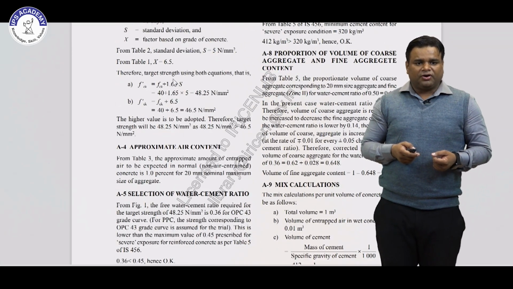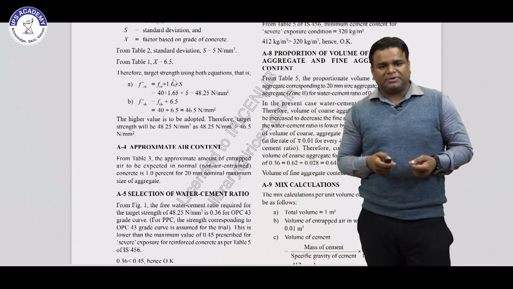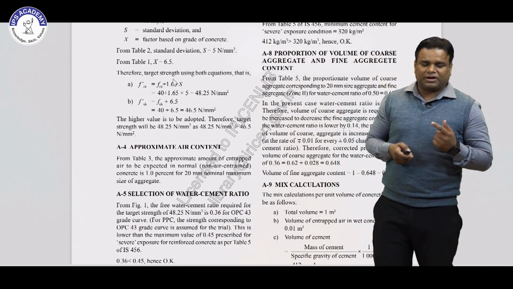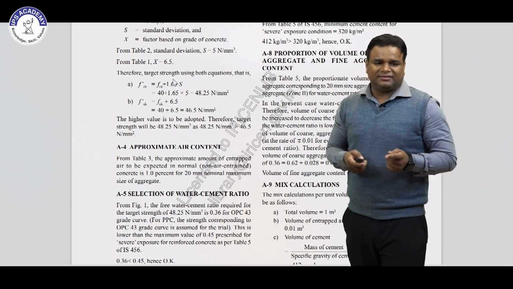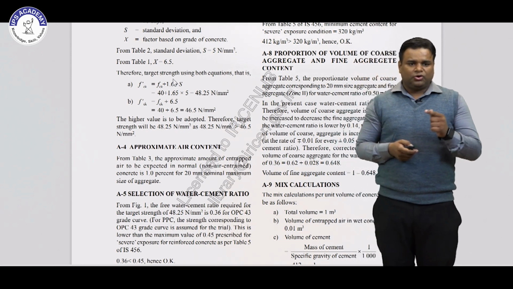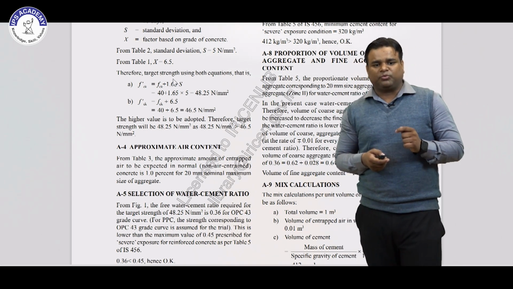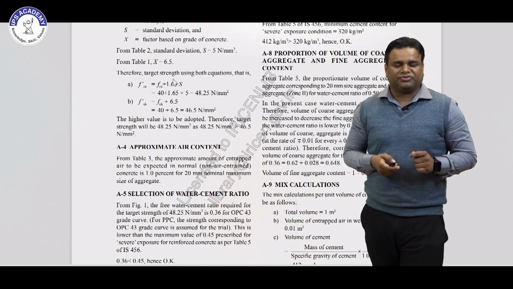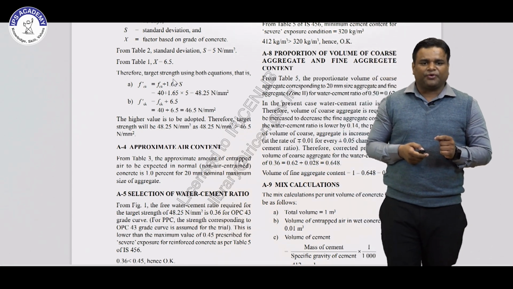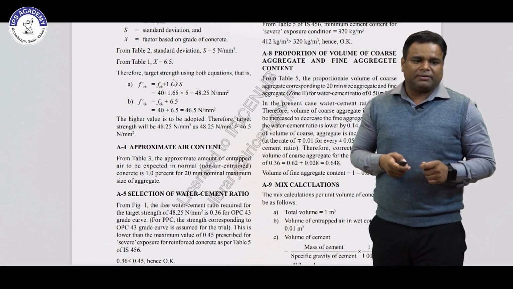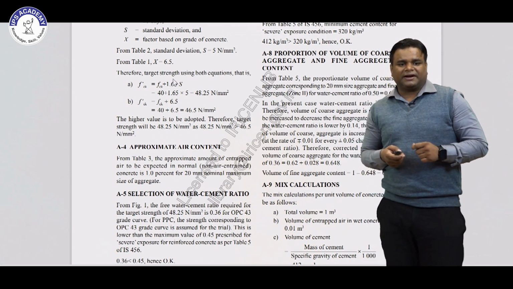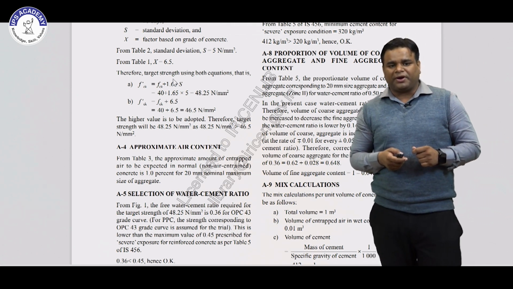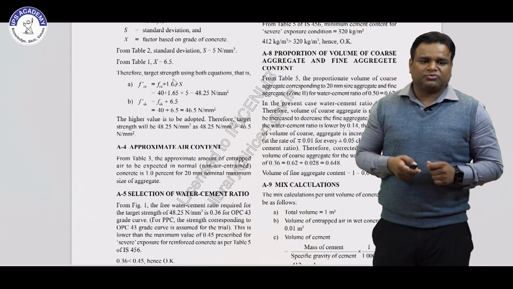Next, the second is fck plus X. X for M40 is given as 6.5. So whichever is the higher value we have to adopt. The higher value is from the first relation. From the first relation it is 48.25 Newton per mm square. Therefore the target strength will be 48.25 Newton per mm square.